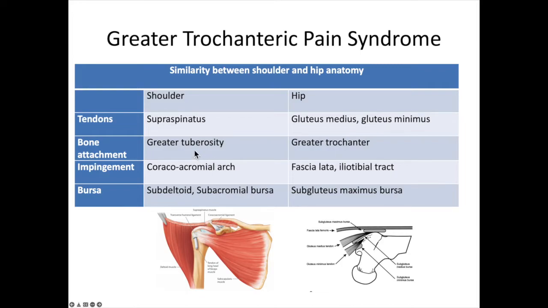Both tendons attach at each side, here in the shoulder to the greater tuberosity and here in the hip to the greater trochanter. And they rub against the acromion, or coracoacromial arch, in the shoulder, while in the hip they rub against the fascia lata and iliotibial band.